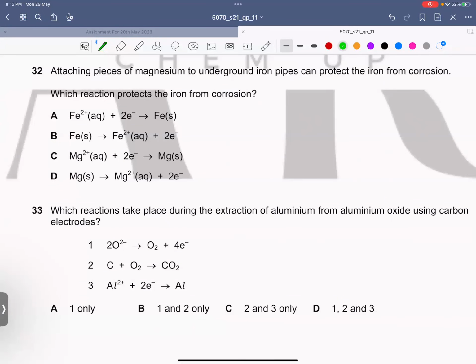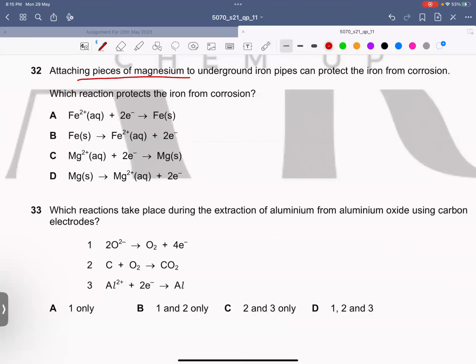Now question number 32. Attaching pieces of magnesium to underground iron pipes can protect the iron from corrosion. Which reaction protects the iron from corrosion? Because magnesium is actually protecting the iron, magnesium is losing its electrons for the iron. So this cannot be an answer. This cannot be an answer.